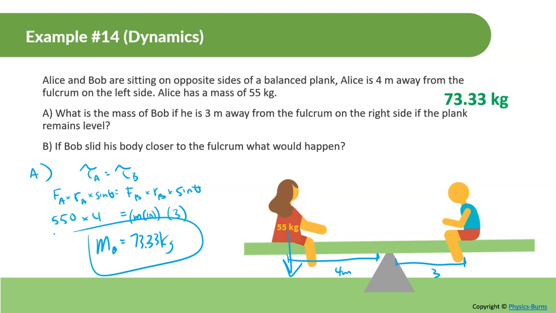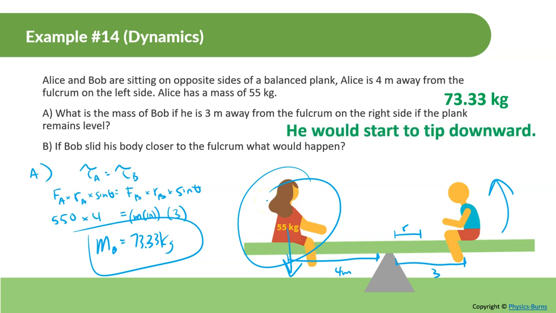Okay. Part B is if Bob slid his body close to the fulcrum, what would happen? So that means that he would have less radius. That would mean less torque. And that would mean that he would start to rise up because Alice would have more torque. Okay. He would start to tip downward. What? He would have less torque. So then he would actually start to tip upward. Okay. Let's change that.